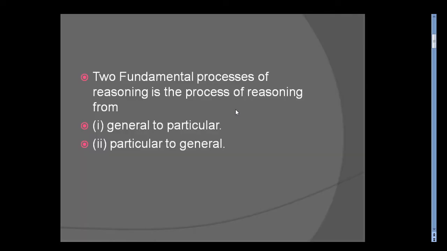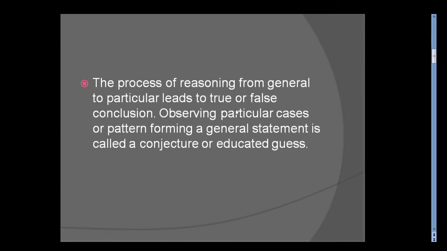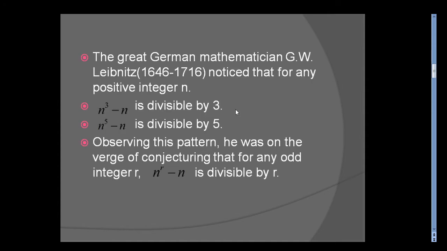In this video, we will learn the two fundamental processes of reasoning, which are reasoning from general to particular and particular to general. The process of reasoning from particular to general, which leads to a true or false conclusion, is observing some particular cases or patterns which will form a general statement. We call it a conjecture or educated guess.